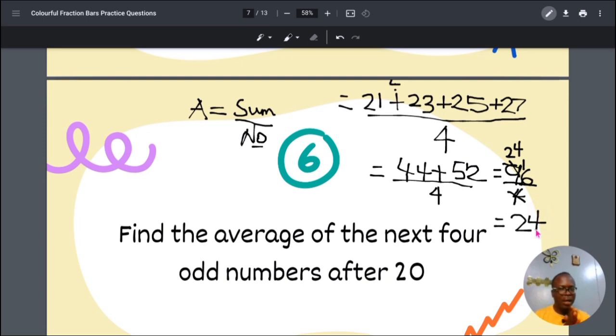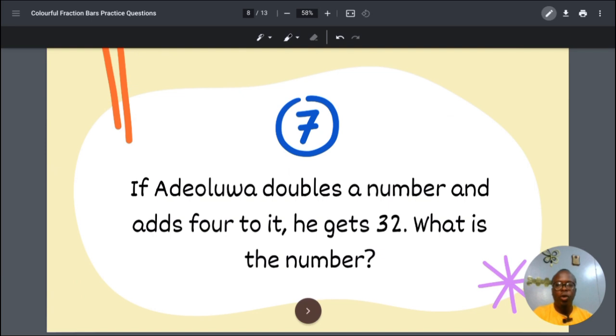I hope you get that formula. Average is the sum over the number of items or number of digits. And I also want you to know that average can also be called mean. In some questions they might say find the mean. So it's also the same formula you would use. Let's go to number 7.